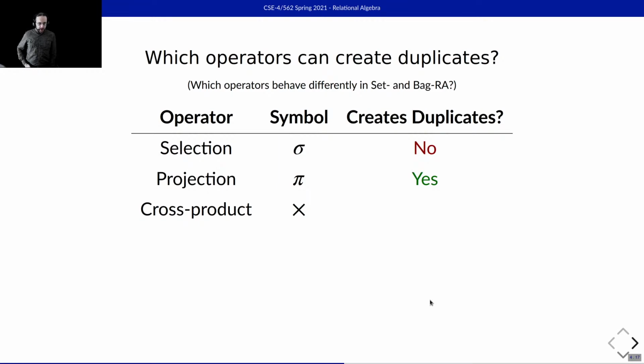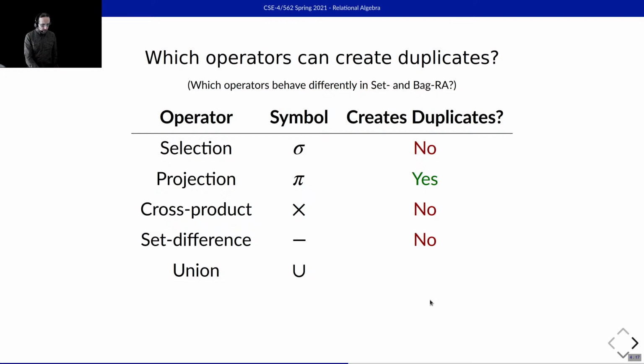Cross product. Here, Johan has already answered me ahead of the slide. Cross product, in general, if the input has duplicates, the output obviously can also have duplicates. But if the input does not have duplicates, if the input is a set, then the output is not going to be a set either. Set difference follows the same thing as selection. If I don't have duplicates in my input, then removing tuples is not going to introduce new duplicates.